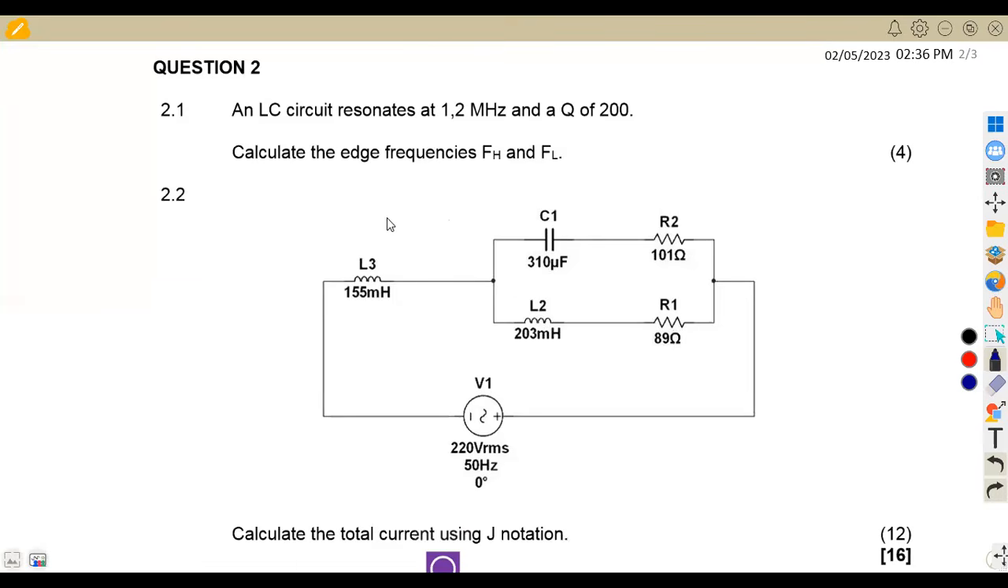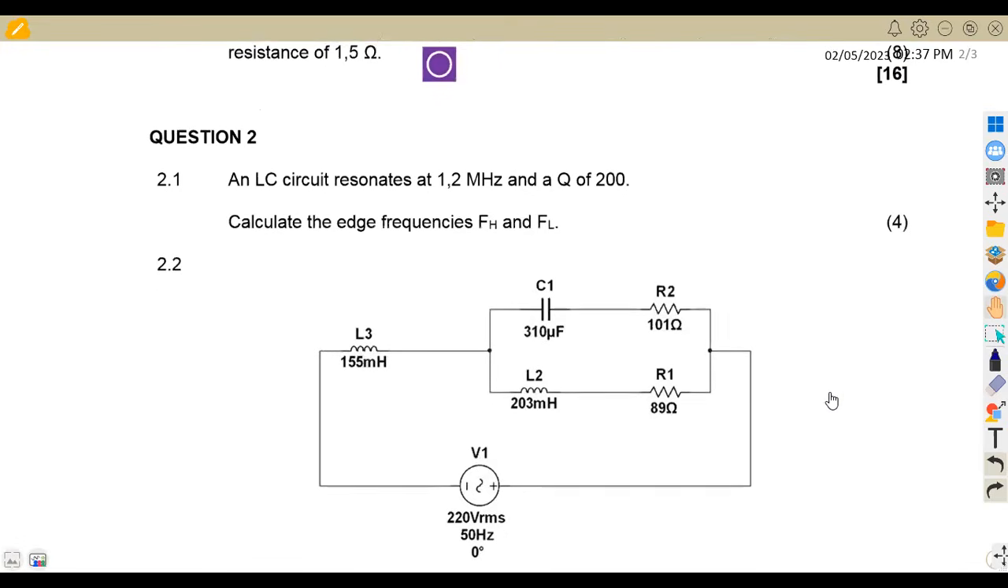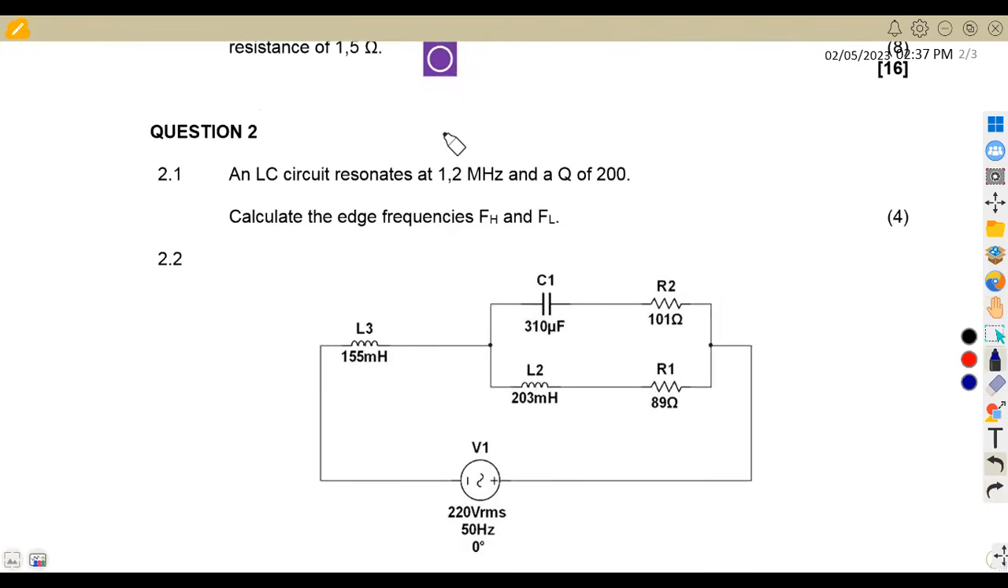We are given the first part, which is one of the easiest questions, but we have to be very, very careful on this one, okay? We're given that an LC circuit resonates at. So here, if we are given that it resonates at, that is the resonant frequency that you're given here. So here we are given the resonant frequency, which is 1,2 megahertz. We know that mega means to the exponent of 6. So that's 10 to the exponent of 6 hertz, okay?